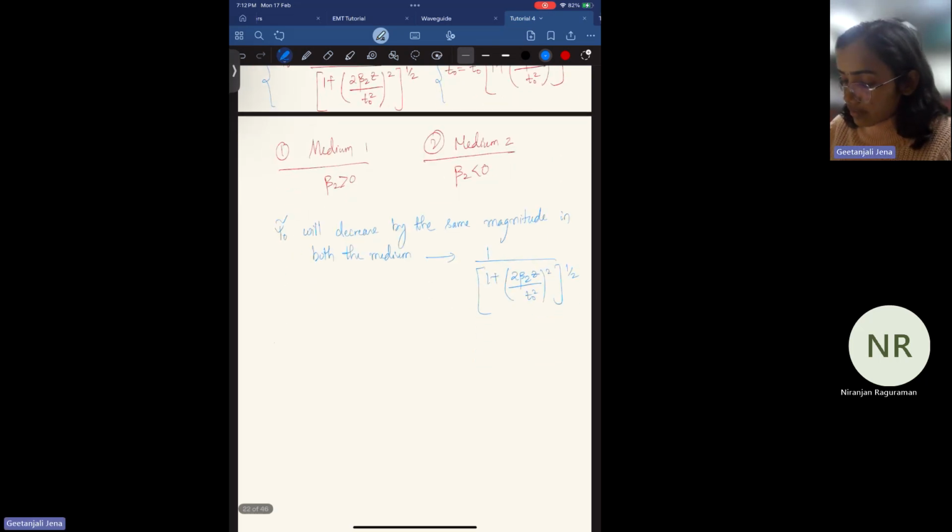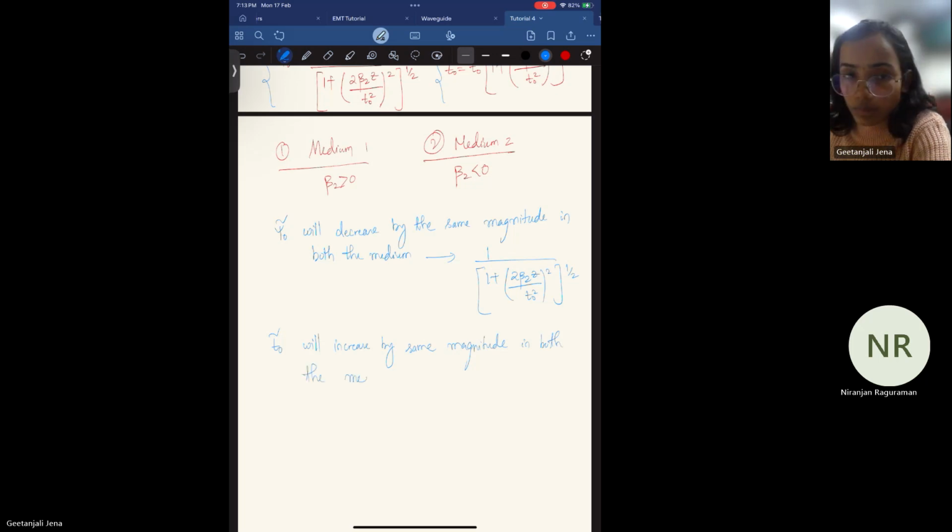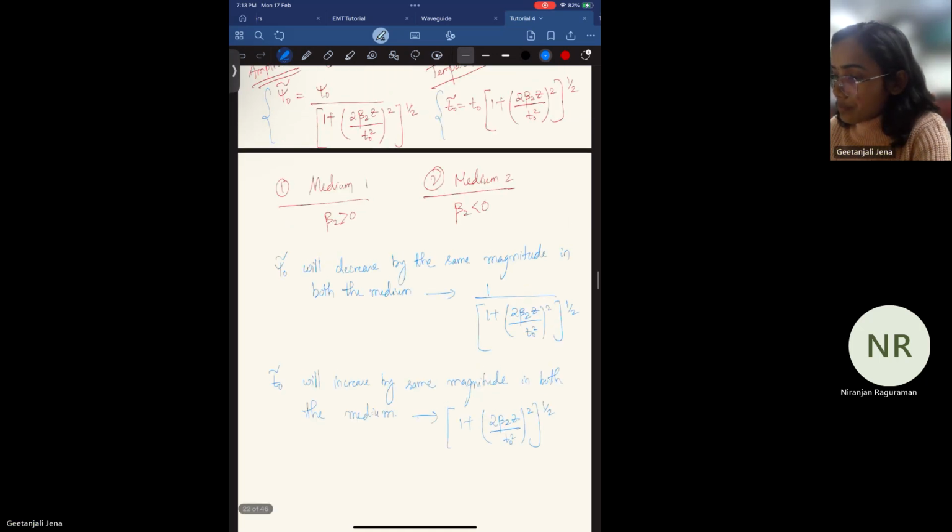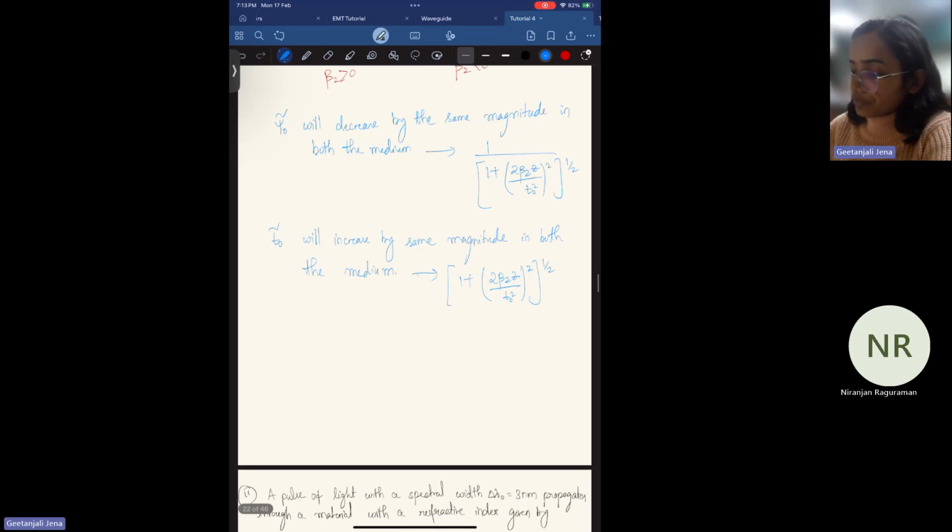Similarly, psi 0 will decrease, but T0, the temporal width, will increase by the same magnitude in both the media, which is given by the square root of 1 plus (2 beta 2 z over T0 square) whole square. Okay, so these are the answers.